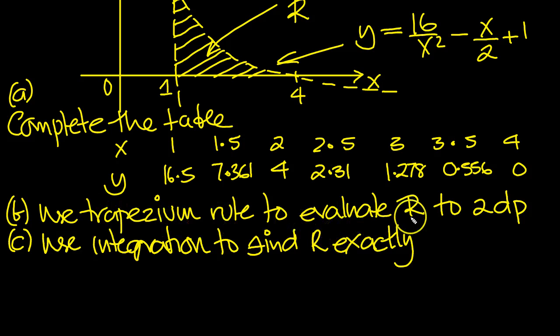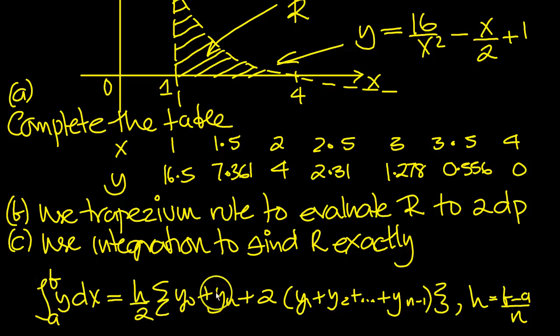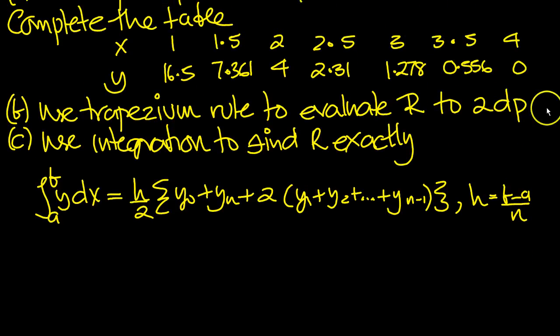Okay, now use the trapezium rule to evaluate R to 2 decimal places. So let's paste in the trapezium rule. Here it is. We've got h over 2, the first and the last y ordinates, plus 2 times all the y ordinates in between. Let's have a look at this then. So here's the numbers.